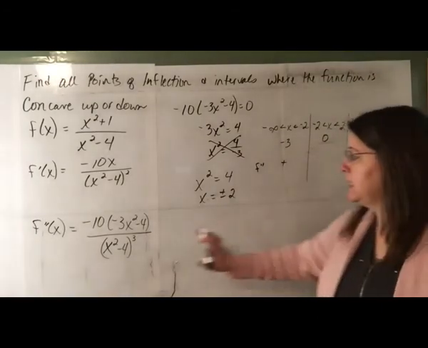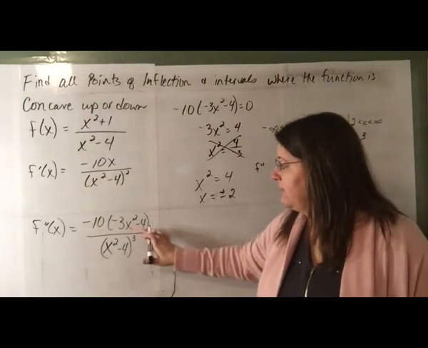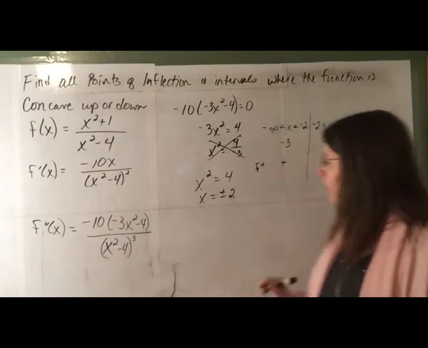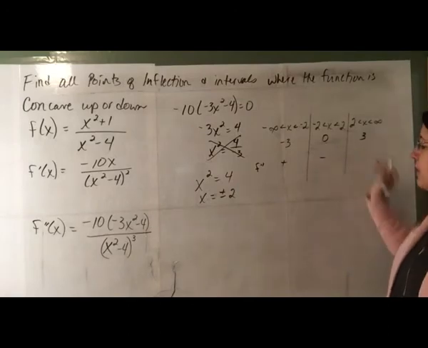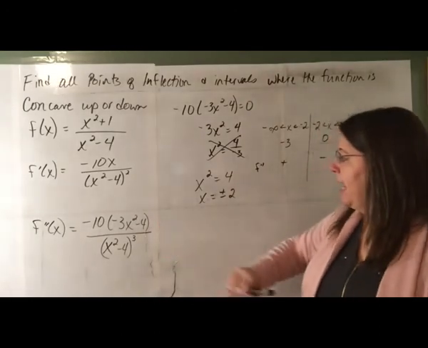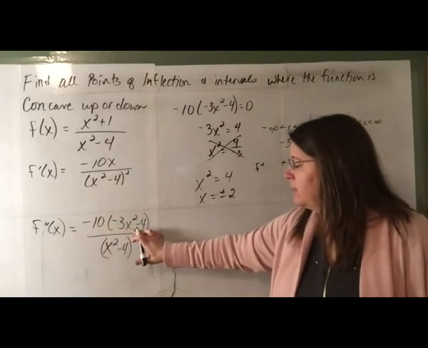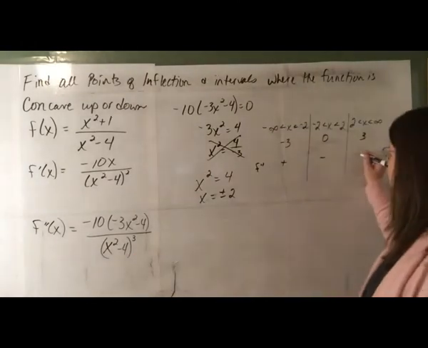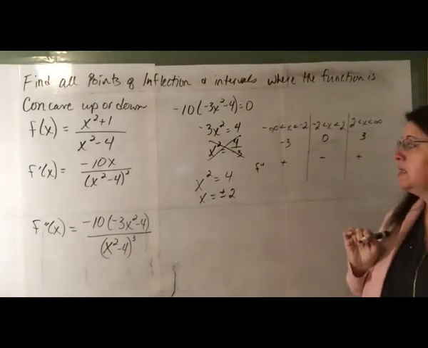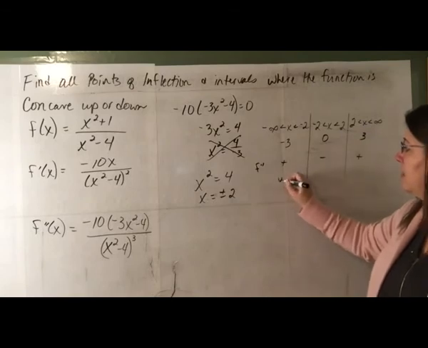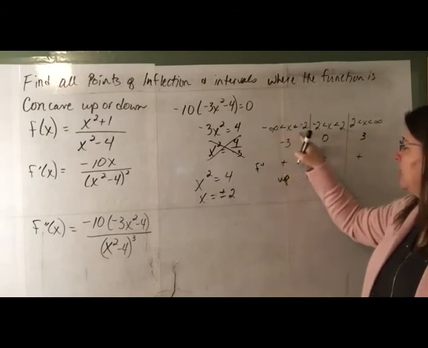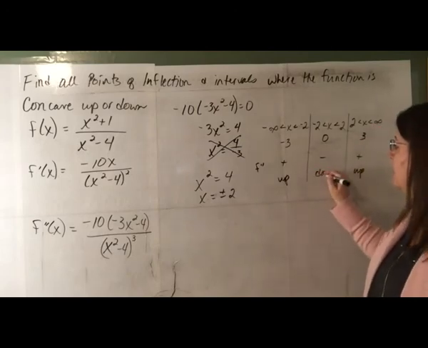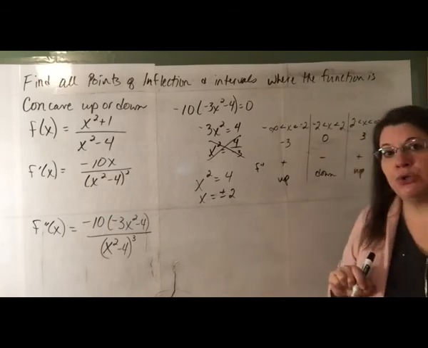If I plug 0 in, 0 here is going to give me a negative times a negative, which is a positive on top and a negative on bottom. So that's going to be a negative. If I plug 3 in, I'm going to have a negative times a negative, a positive on top, and positive on bottom. So positive over a positive is a positive. So it's concave up on the interval negative infinity to negative 2, and concave up on the interval 2 to infinity, and it's concave down on the interval from negative 2 to 2.